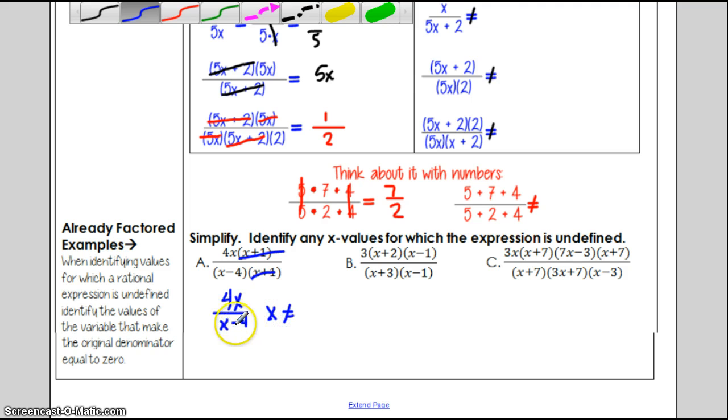And remember that this cannot equal 0. So what would make x equal 0 in the denominator spot? Yep, 4. So that's our final answer. We want to identify any x values that would make it undefined and simplify.